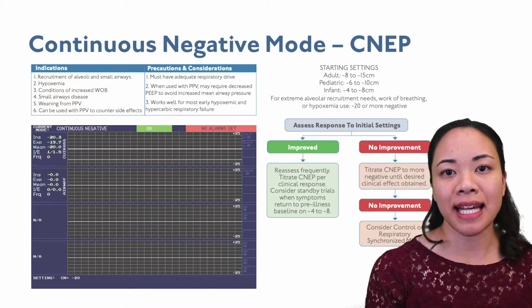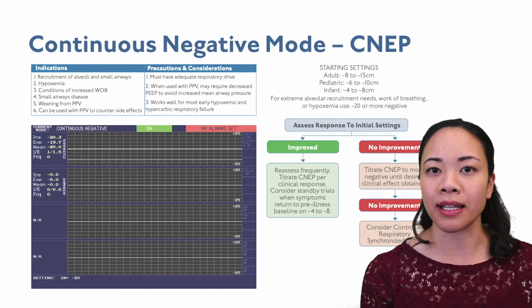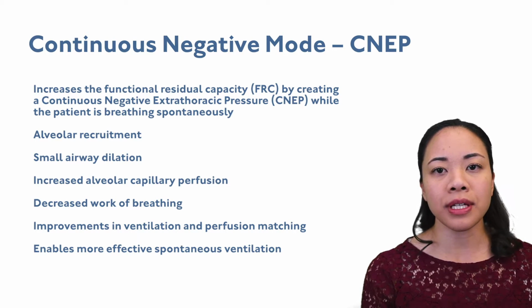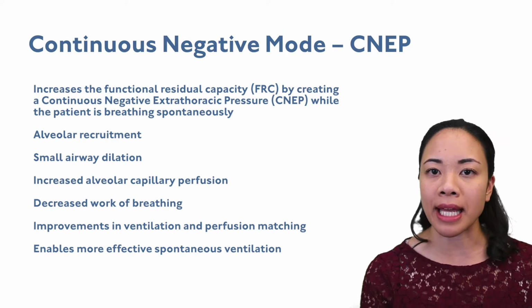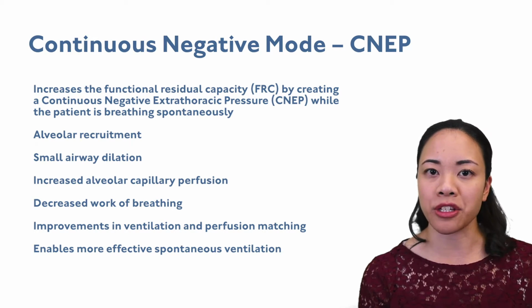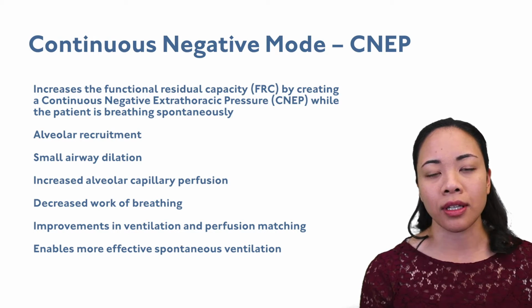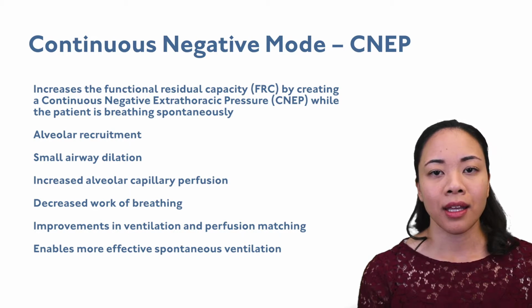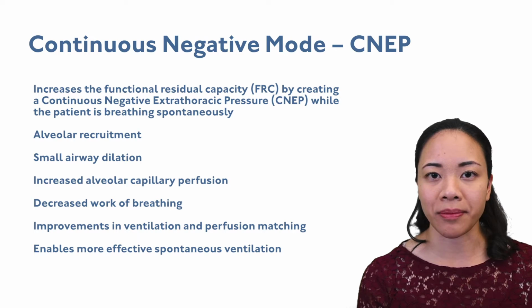Continuous negative does exactly what it sounds like. It's a constant negative pressure generated extrathoracically within the Cuirass shell. Physiological effects include increases the functional residual capacity by creating a continuous negative extrathoracic pressure while the patient is breathing spontaneously. Alveolar recruitment, small airway dilation, increased alveolar capillary perfusion, decreased work of breathing, improvements in ventilation and perfusion matching, and it also enables more effective spontaneous ventilation.